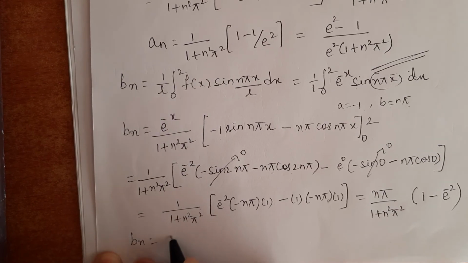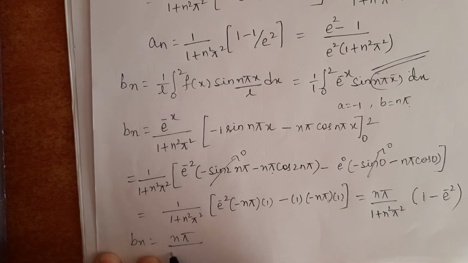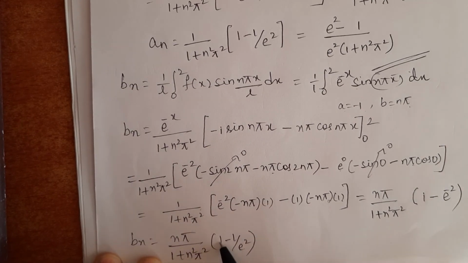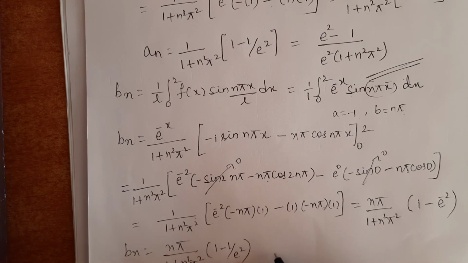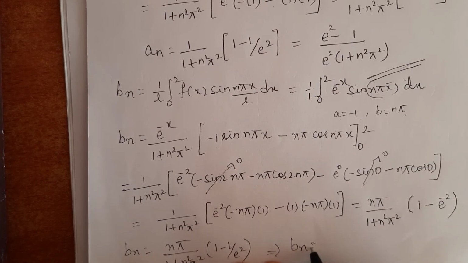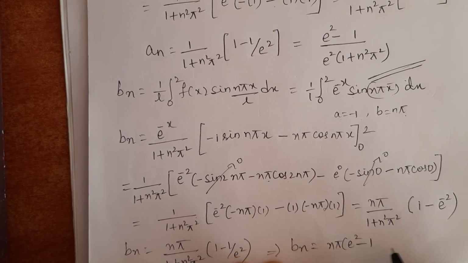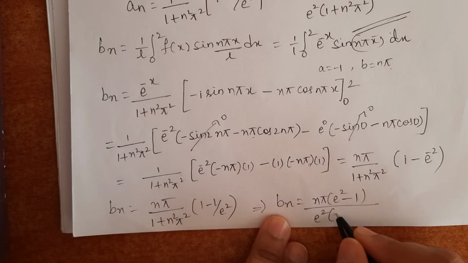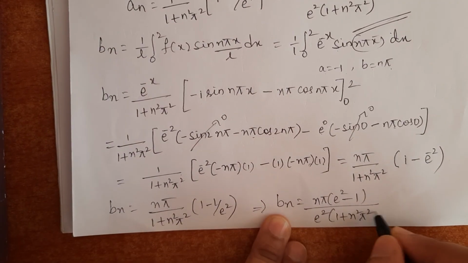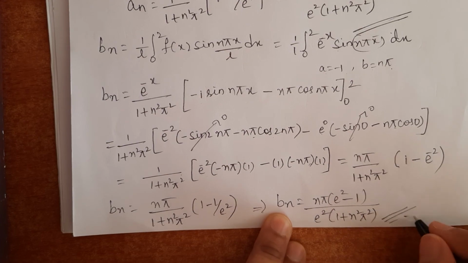Bn will be equal to n pi by 1 plus n square pi square into 1 minus 1 by e square. By taking LCM as e square, my Bn value will be equal to n pi into e square minus 1 divided by e square into 1 plus n square pi square. This is the value of Bn.